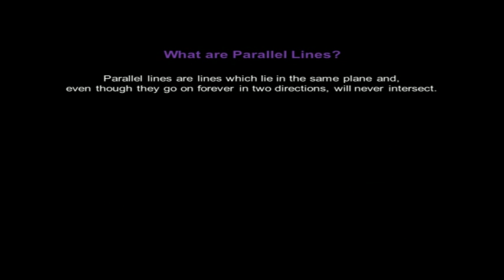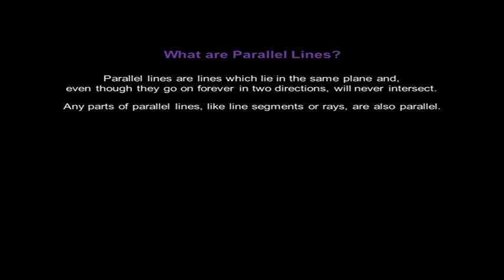What are parallel lines? Parallel lines are lines which lie in the same plane, and, even though they go on forever in two directions, will never intersect. Any parts of parallel lines, like line segments or rays, are also parallel.